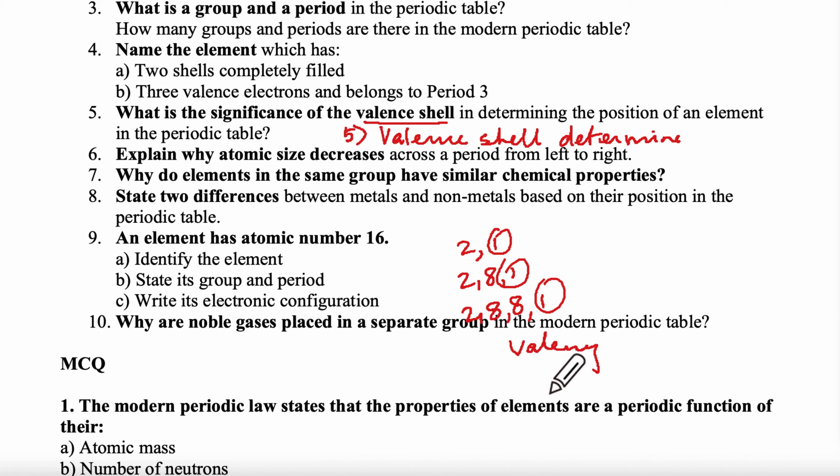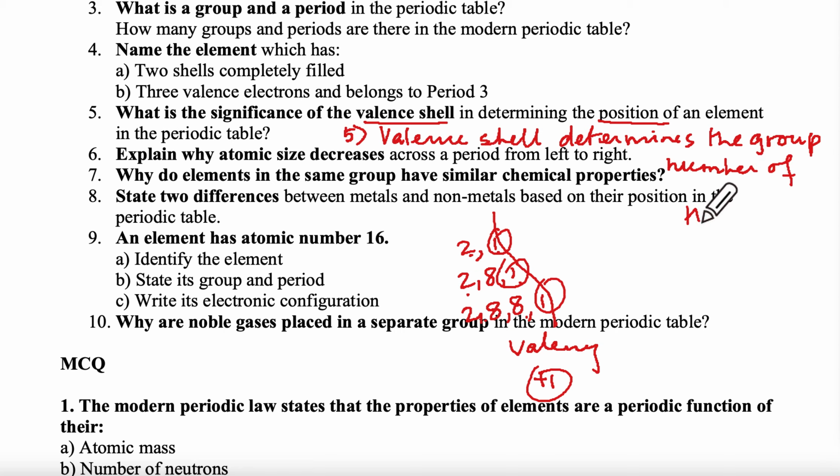Okay, so this will become what? Valency 1 plus, correct or no? But they are saying what is the position of the element. This will be the group, no? So it was 2, 2, then 2, 8, 2, then 2, 8, 8, 2. I would say Group 2. So valence shell determines the group number of the element.